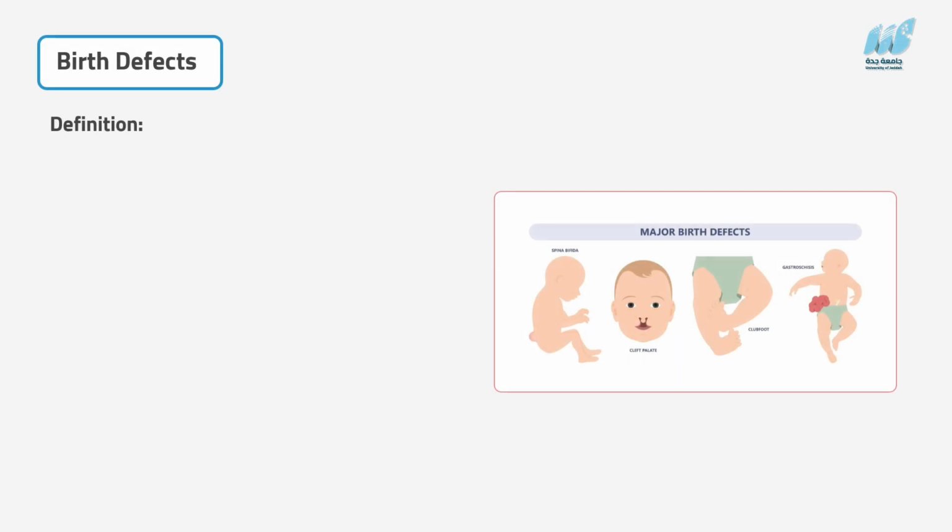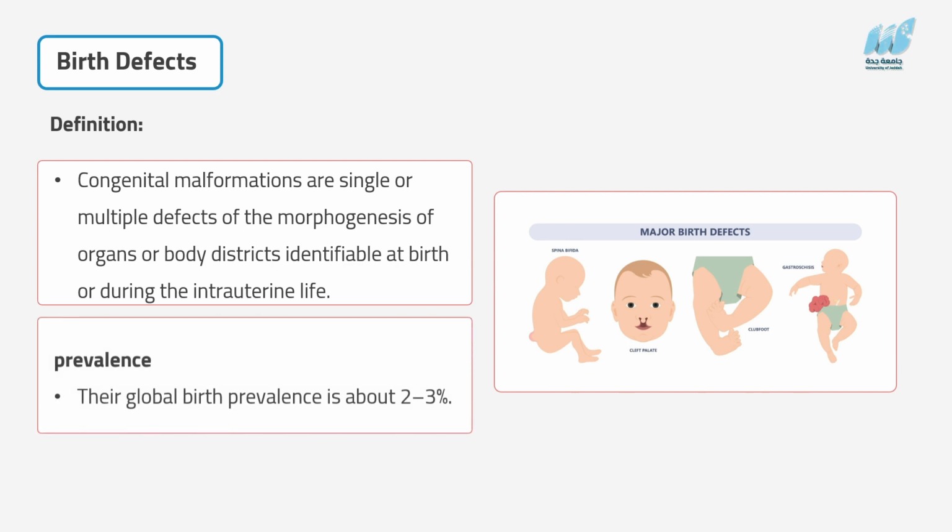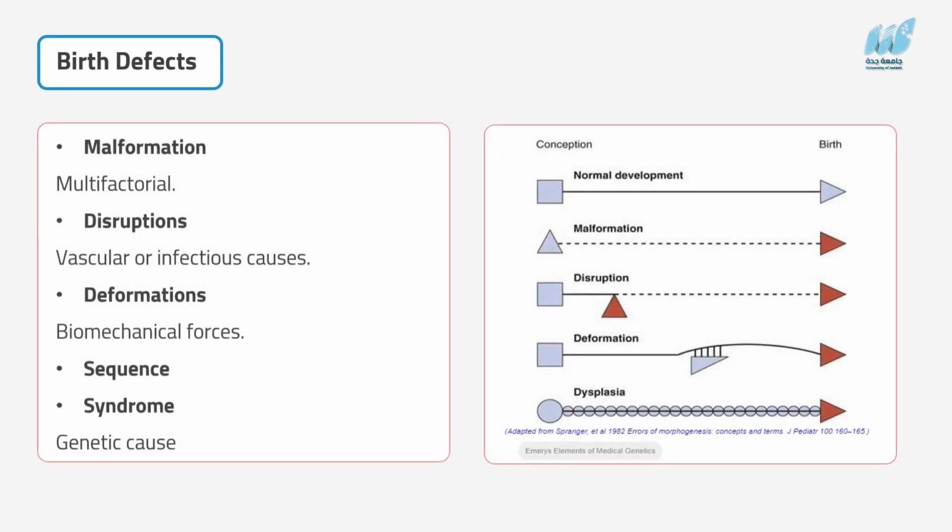We can define birth defects as congenital malformations, which are single or multiple defects of the morphogenesis of organs or body districts identifiable at birth or during the intrauterine life. Their global birth prevalence is about 2 to 3%. There are many mechanisms of birth defects: malformations, disruptions, deformations, sequences, and syndromes.